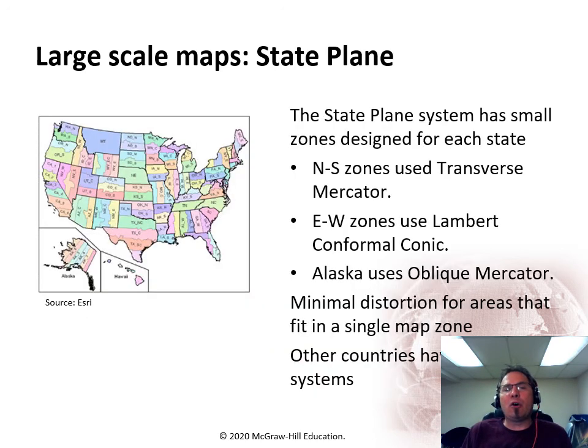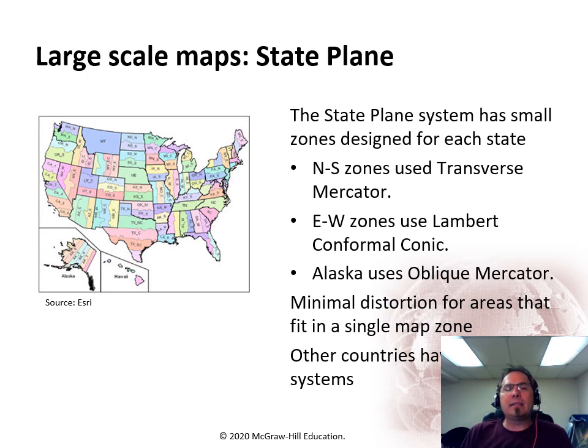Another system is called the state plane system. As you can see from the map here, Wisconsin is subdivided into three: the south, the central, and the north, because ours kind of go from north to south. Some go east to west. You can see, for example, Alabama and Georgia go east to west. So some have one zone, one state plane, some have multiple.